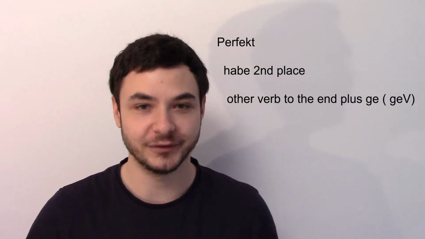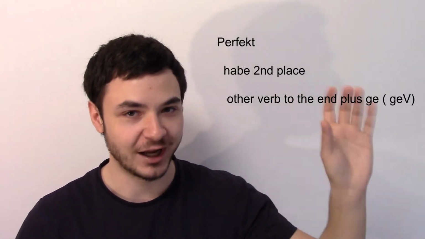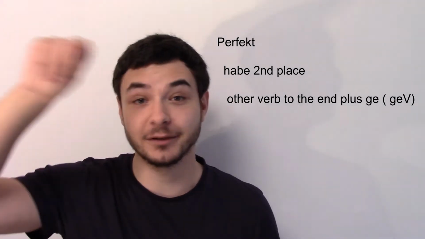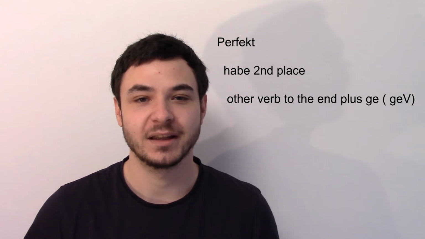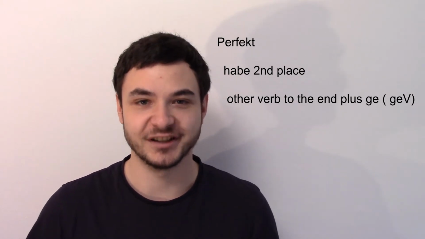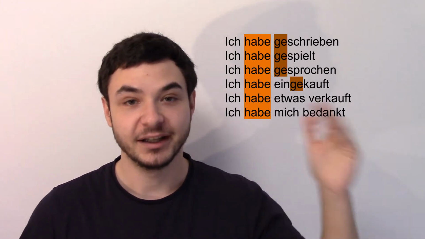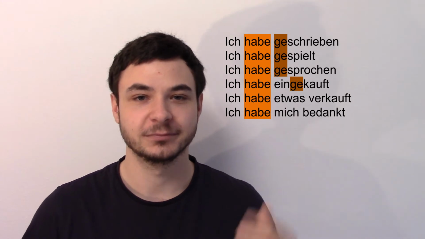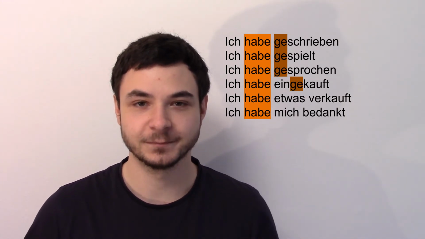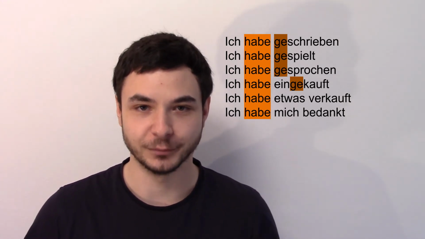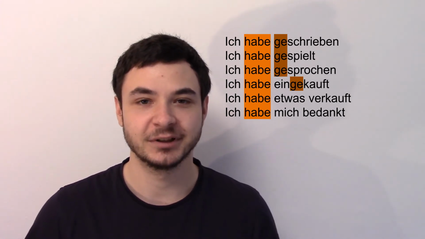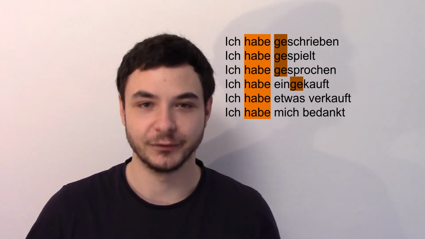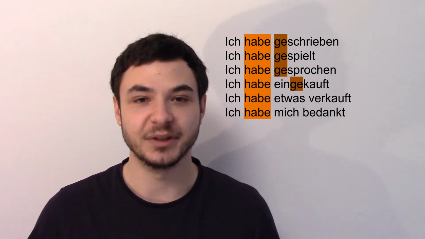Let's start this off with the perfect past. In the perfect past, we put the verb habe to the second place and our second verb goes to the end and we add in a GE. Let's take a look at some common examples. Ich habe geschrieben, ich habe gespielt, ich habe gesprochen, ich habe eingekauft, ich habe etwas verkauft, ich habe mich bedankt.